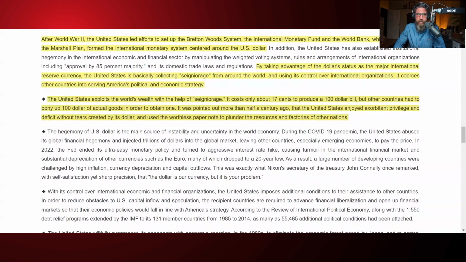It costs only about 17 cents to produce a $100 bill, but other countries had to pony up $100 of actual goods in order to obtain one. It was pointed out more than half a century ago that the United States enjoyed exorbitant privilege and deficit without tears created by its dollars, and used the worthless paper note to plunder the resources and factories of other nations.